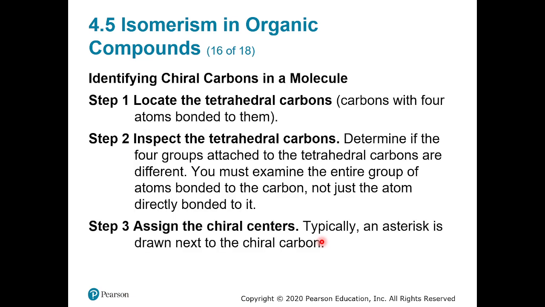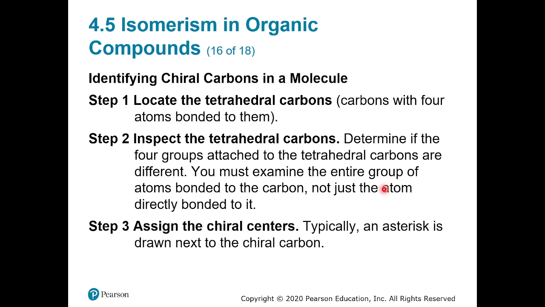All right, so let's go ahead and look at how we identify chiral compounds. Step 1 is to locate the tetrahedral carbons. Carbons have 4 atoms around them. Keep in mind, if you're given a line-edge formula or a skeletal structure, the hydrogens won't be expressed. So tetrahedral carbons would have 3 things bonded to them, and then 1 unwritten hydrogen, right?